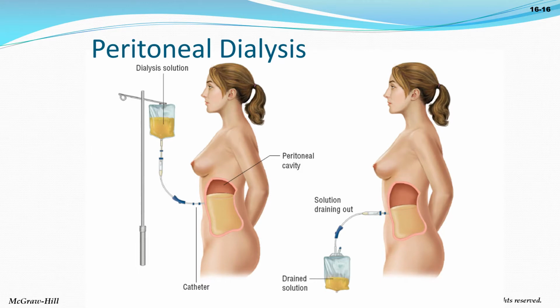Peritoneal. Do you guys know where your peritoneal is? It is the membrane that covers all of your organs. That's the visceral peritoneum. And the membrane that covers the abdominal cavity is the parietal peritoneum. So it's a membrane, and any membrane can act as a filter. You've heard of hemodialysis, right? What's hemo? Blood. So with hemodialysis, they take your blood out, the machine filters it, and it puts it back into you.